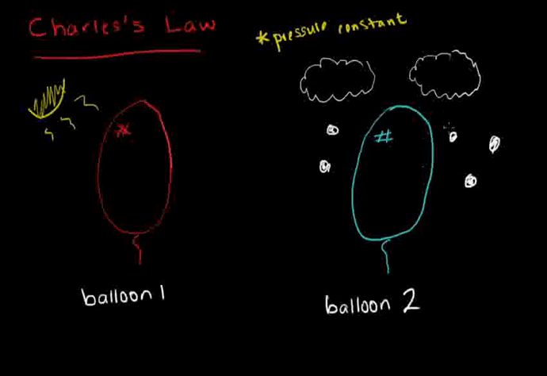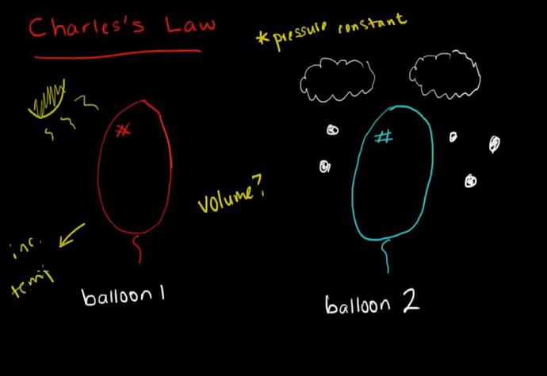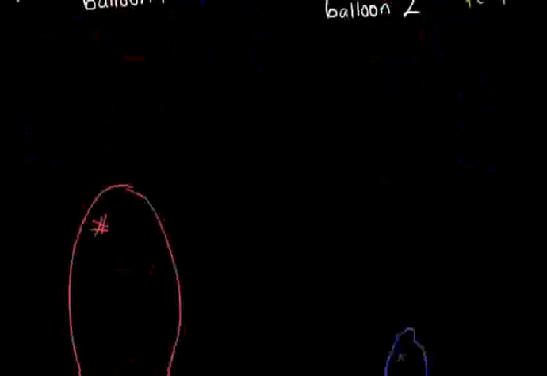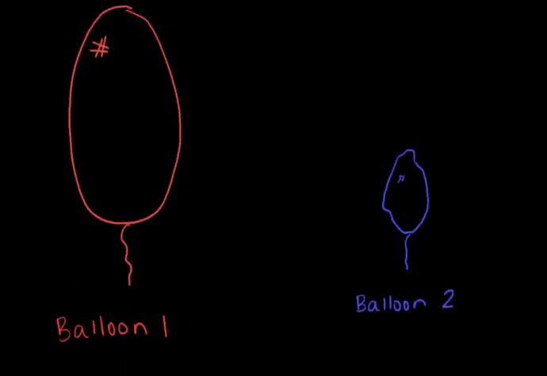Balloon 2 is being exposed to the elements on a really, really cold day. As you can see, it's almost snowing here. The question is, what's going to happen to the volume of these balloons? Over here, we're increasing temperature. Over here, we're decreasing temperature. And we want to see how the volume of the gas of the balloon is going to change as a function of temperature. And this is pretty obvious, but we know that in a cold environment, balloons shrink, and in a warm environment, balloons expand.